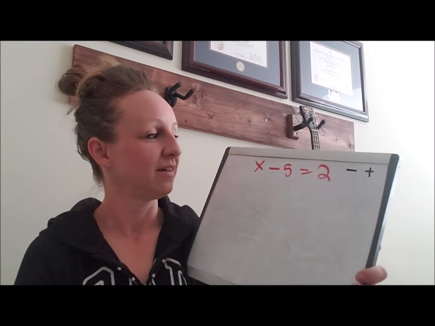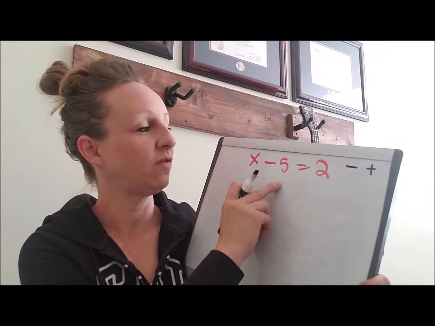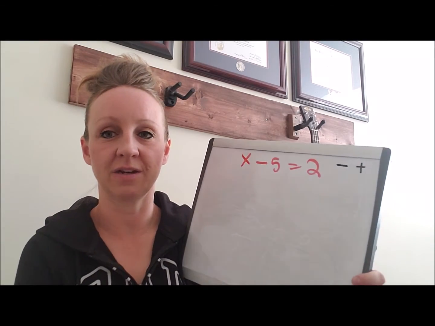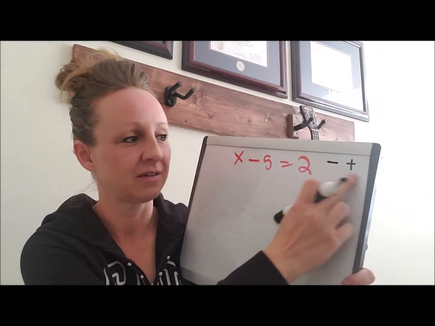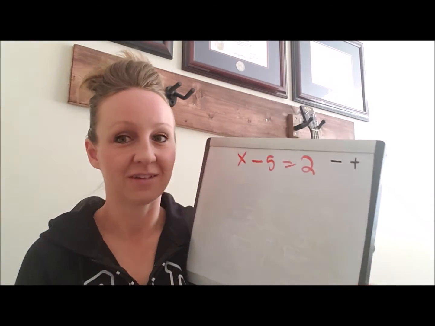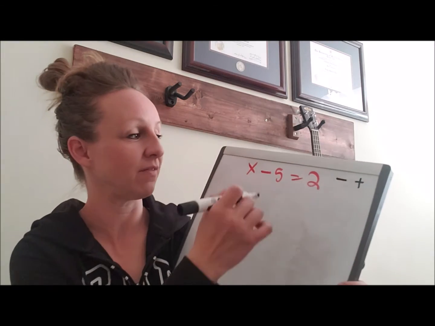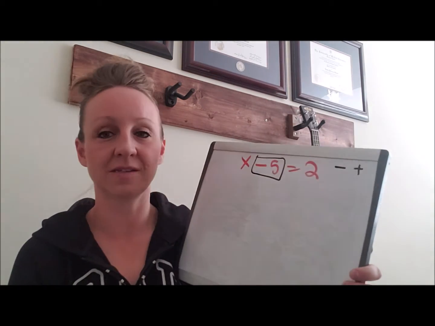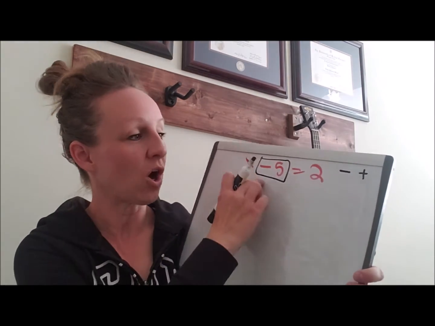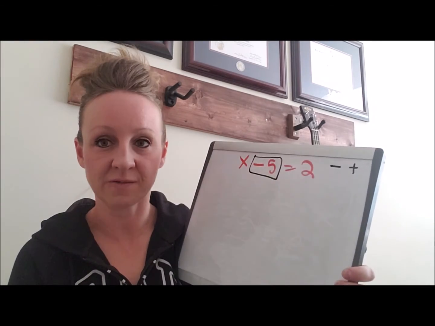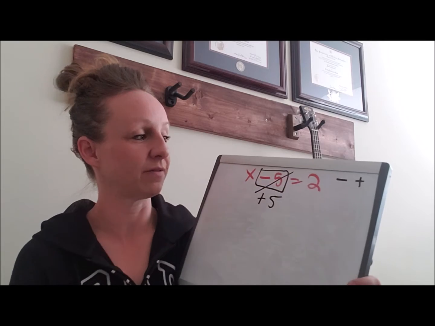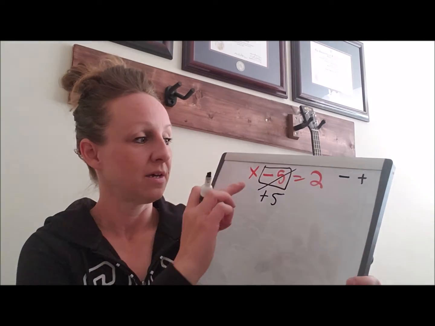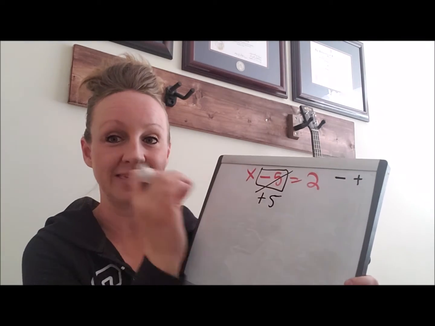So I need to remove this number. I have to get rid of it. So to take it away, oddly enough, I'm going to add. Trust me, I feel your pain. This is very confusing stuff. So I need this gone. The opposite of minus 5 is plus 5. So I'm going to cross it off and go plus 5. Okay? On this side though, I have to do the exact same thing.